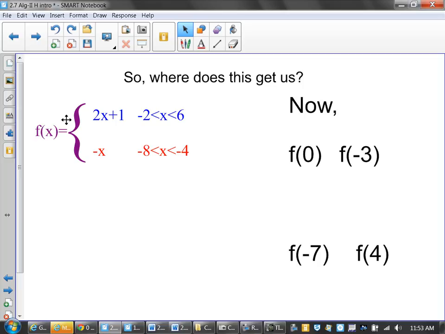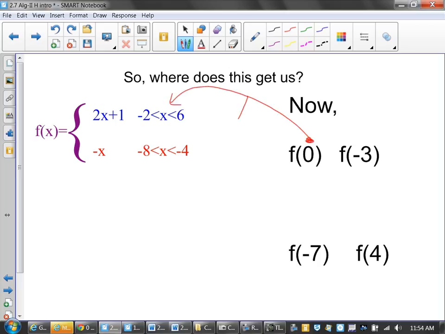When x is between -2 and 6, I use this function. When x is between -8 and -4, I use this. So this example here, f of 0. These are all f equations. Where does the 0 domain, where does this guy wind up in here? Or does it wind up in here? Winds up in the first one, right? So that means I substitute into here, I get 2 times 0 plus 1. What do you get? 1. So f of 0 is 1.